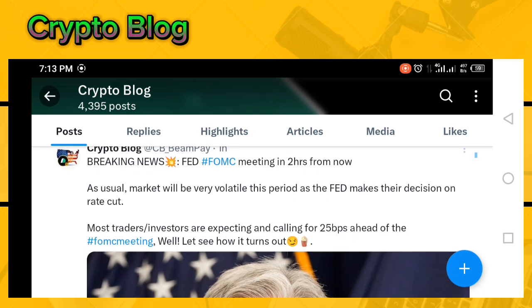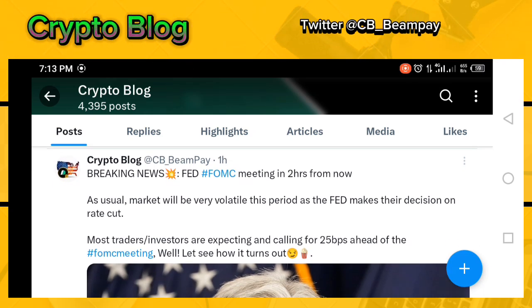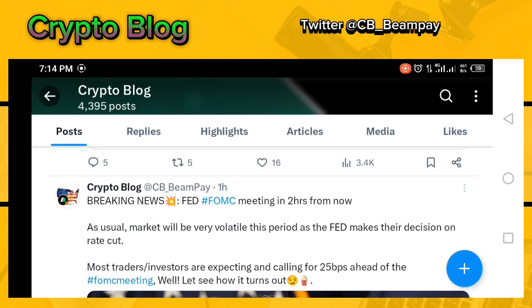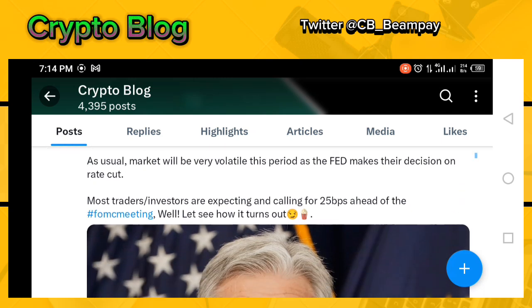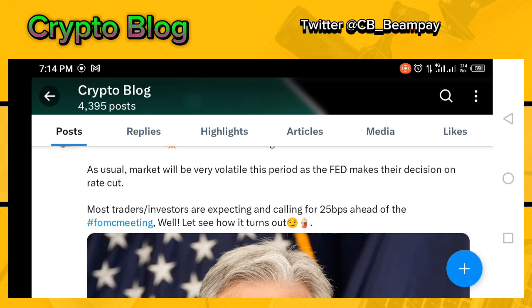So what are traders and investors talking about? Most traders and investors are saying that they are expecting a 25 basis point cut, which simply means that if this happens, the market is going to react well. This is when the Fed will take a decision whether to cut interest rate or to increase it. Let's see how this turns out today.